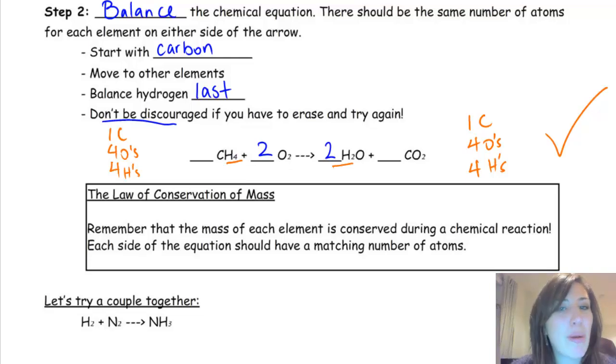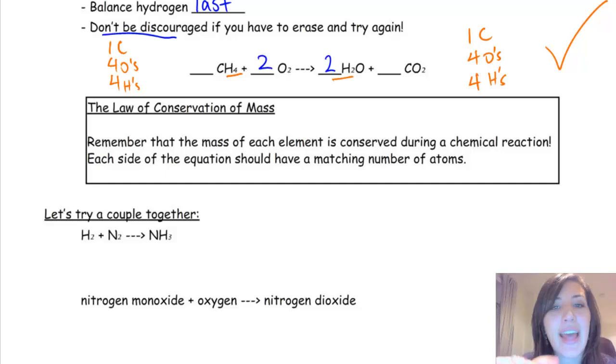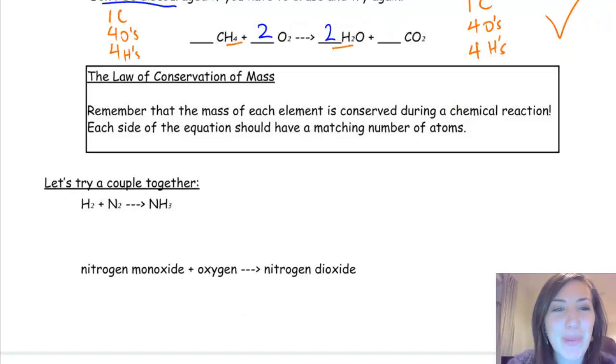So let's just remember this law of conservation of mass we learned last video, remembering that each element is conserved during a chemical reaction. So that's why we need to have the matching number of atoms. This is why we're balancing here, because we need to make sure that we show this conservation of mass, because it's actually happening in real life here. So we need to show it with our numbers.